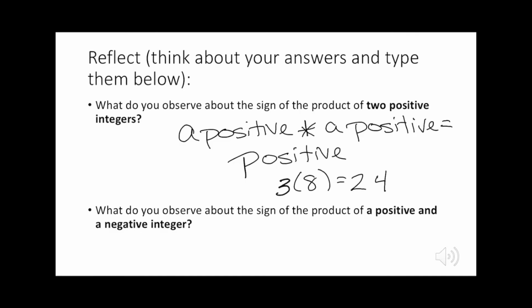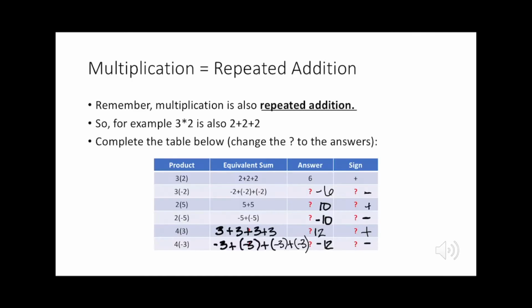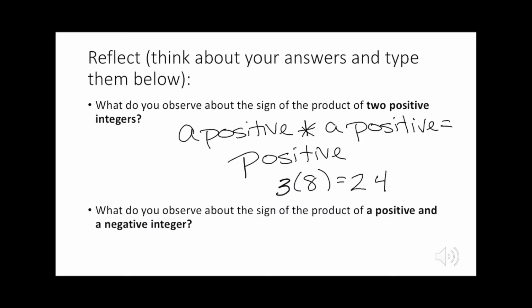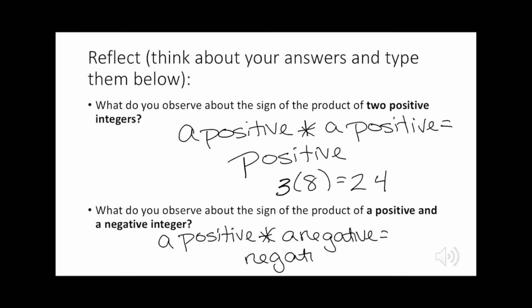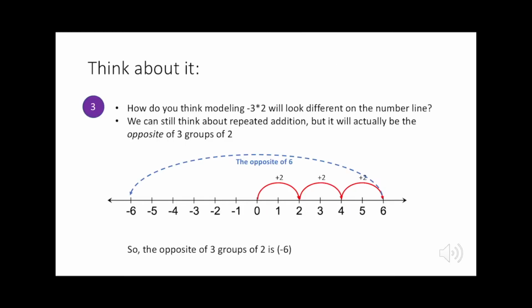And then what you notice when you multiplied a positive and negative, right? A positive and negative would be here and here and here. Our answers were negative, negative, negative. So in that case, what do you observe about the sign of a positive and a negative integer? Okay, when I multiply a positive by a negative, our answer is always going to be negative. And this makes sense when we think about our number line because we're moving farther to the left.